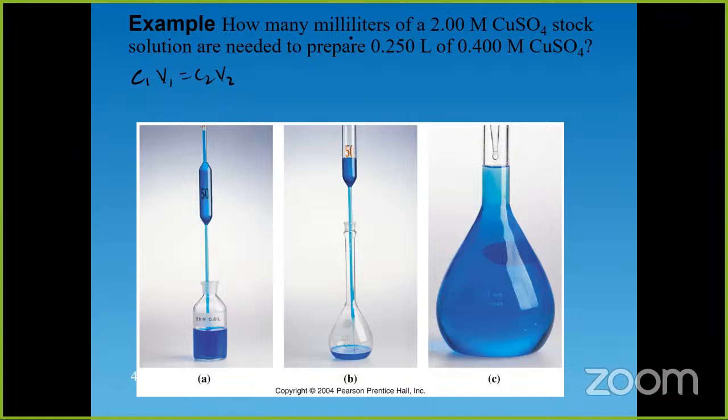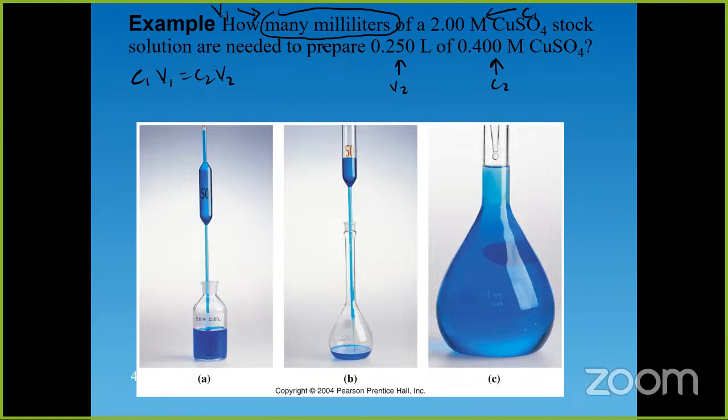Whenever you're given a question like this, it's important to examine the question and identify what is C1, what is C2, and what the question is asking for. In this particular case, it's asking how many milliliters. So what the question here is asking for is V1, of a 2.00 M copper(II) sulfate solution. So this would be C1. And then this volume here would be V2, and this here would be C2. So you need to identify the terms first in the question.